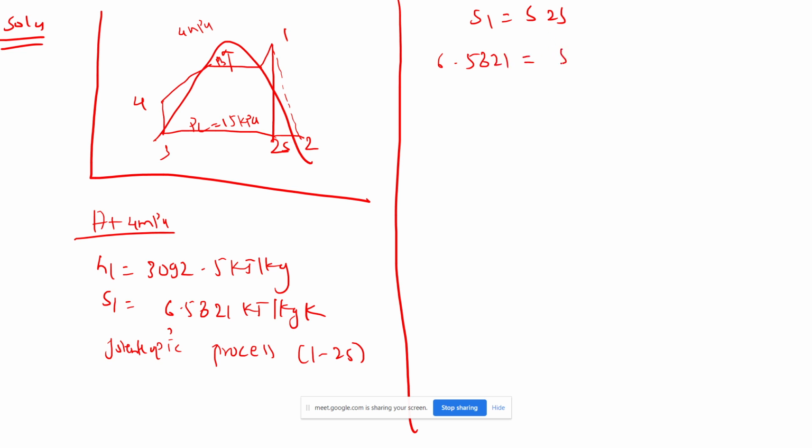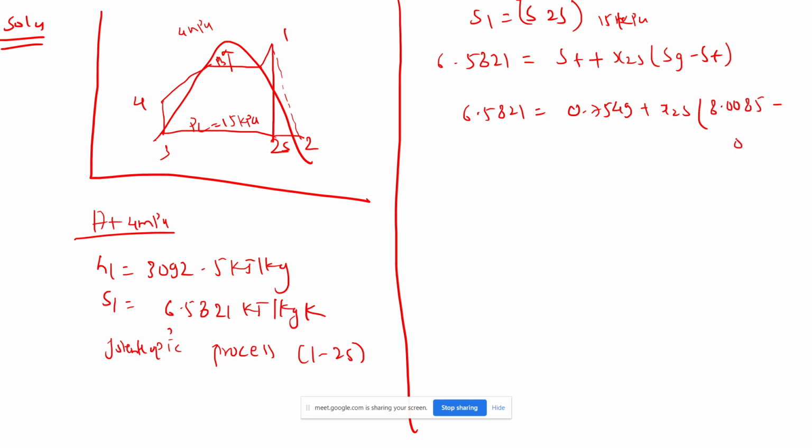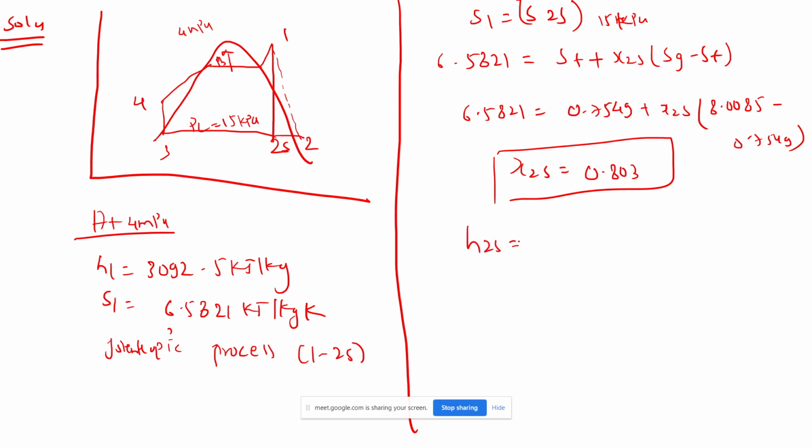S1 is 6.5821, and for S2s, we have to determine it at 10 kilopascal: Sf plus x2s times Sfg. Sf and all those at low pressure: 0.6493, Sfg 7.5009. What is the value of x2s which we will get? 0.803. Okay, this we will get. Now we will determine the enthalpy of 2s.